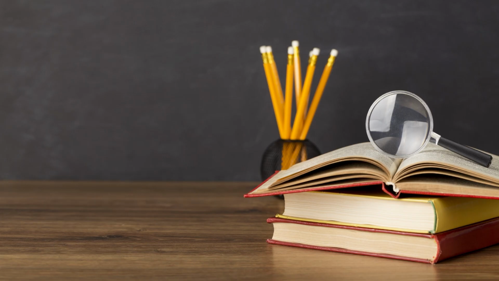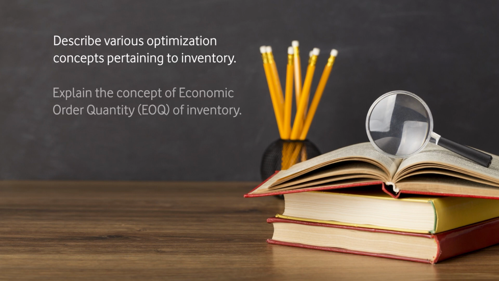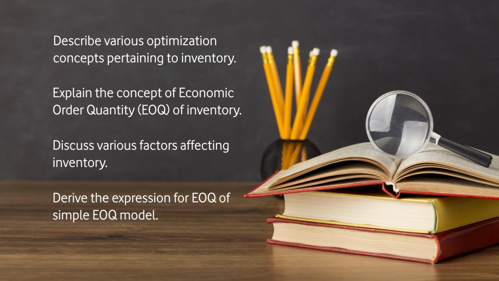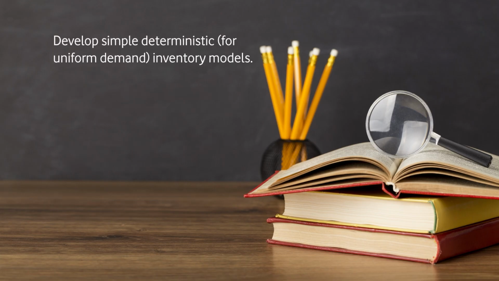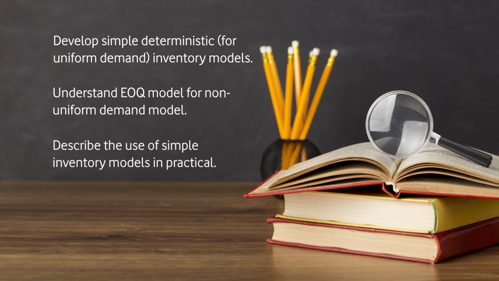Objective. Why is this necessary? Describe the various optimization concepts pertaining to inventory, explain the concept of economic order quantity of inventory, and discuss various factors affecting the inventory. Derive the expression for economic order quantity of the simple EOQ model and develop the simple deterministic model for uniform demand and inventory models. Understand the EOQ model for non-uniform demand. Describe the use of simple inventory models in practical situations. So these are our objectives.